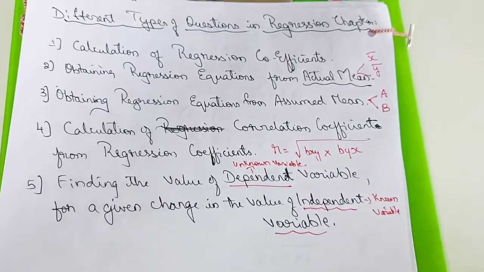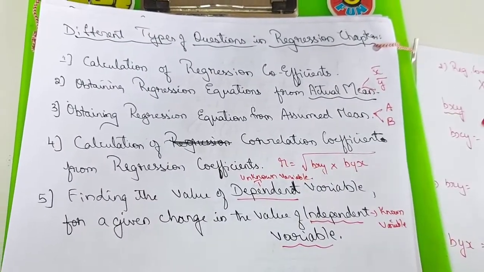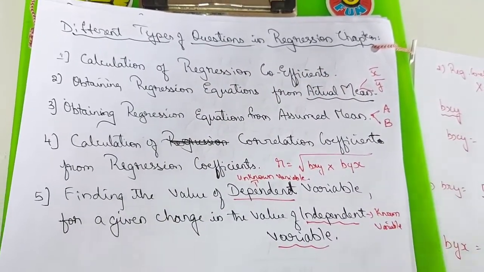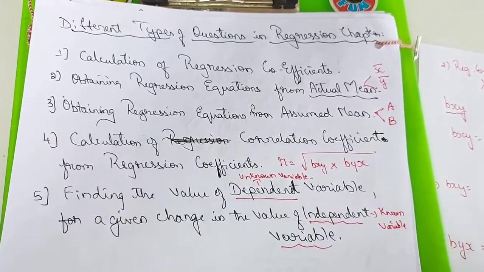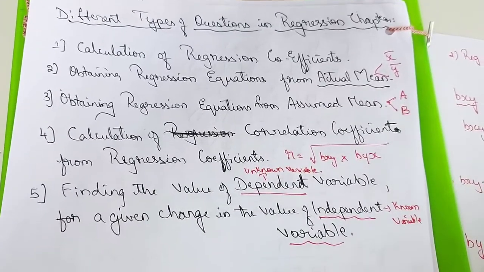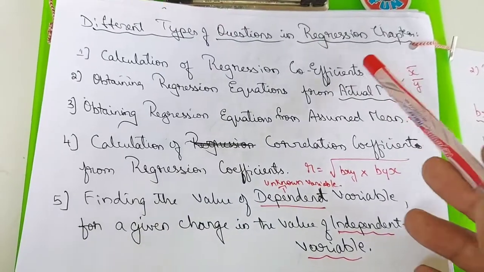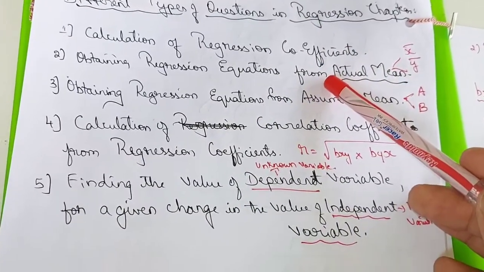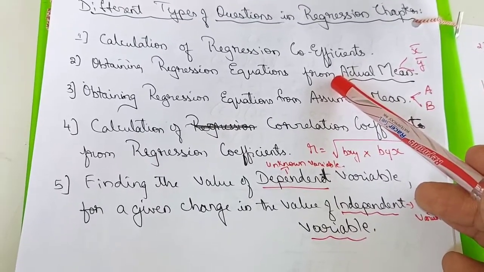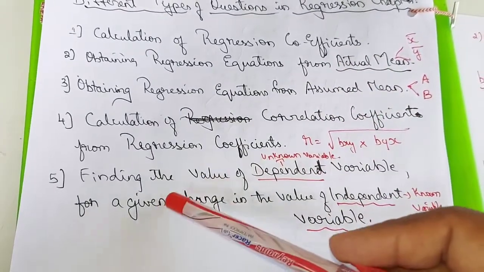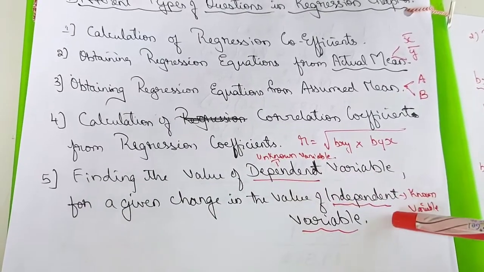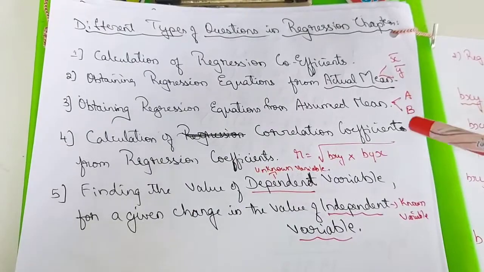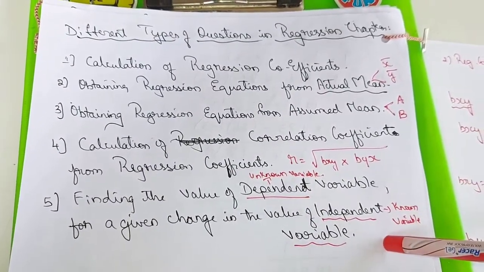And these questions could be asked individually. For instance, the calculation of regression coefficients could be asked for 2 marks or for 5 marks or even for 7 or 8 marks. And when combined together, regression coefficients and regression equations can be asked for 8 marks, 10 marks or 15 marks. Further, they can add on to find out the value of the dependent variable when they have given the independent variable. So this is how we solve different problems on regression equations.